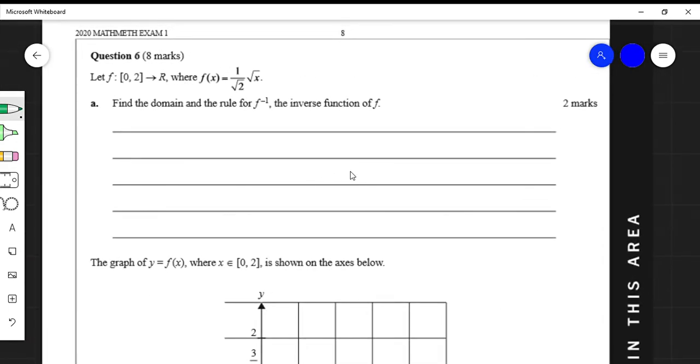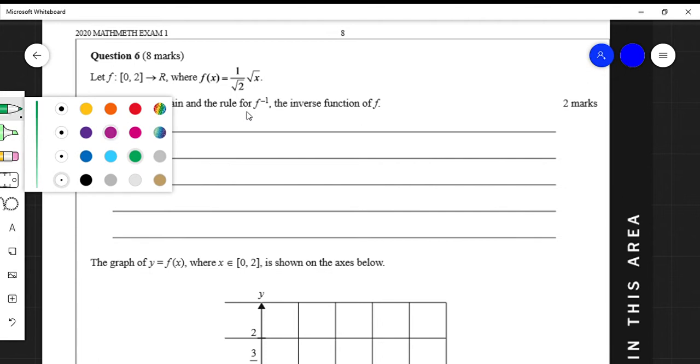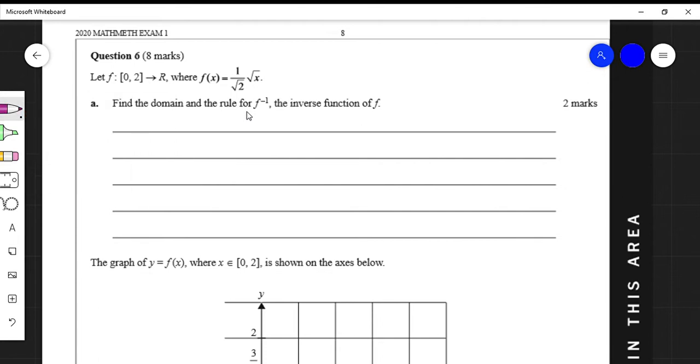Question 6. So we need to find the domain and the rule for the inverse function of f. Okay, so first, where we can find this is just by flipping around f and x. So I'm just going to say x and f of x get reassigned to f inverse of x and x, just so I know what I'm doing. But pretty much you just write x equals 1 on root 2 times the square root of f inverse of x. So we're just flipping them around.